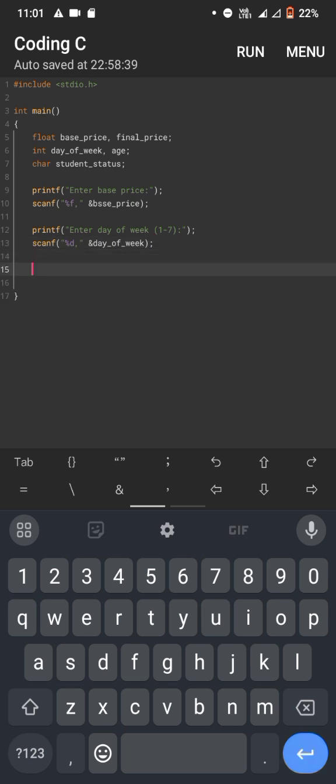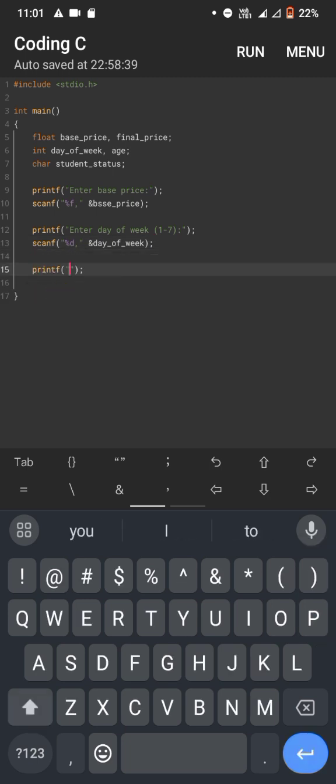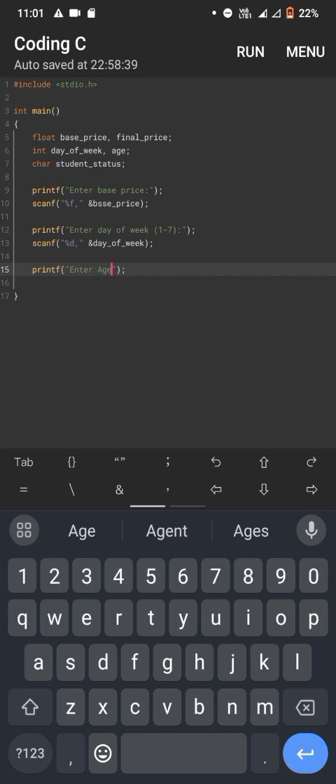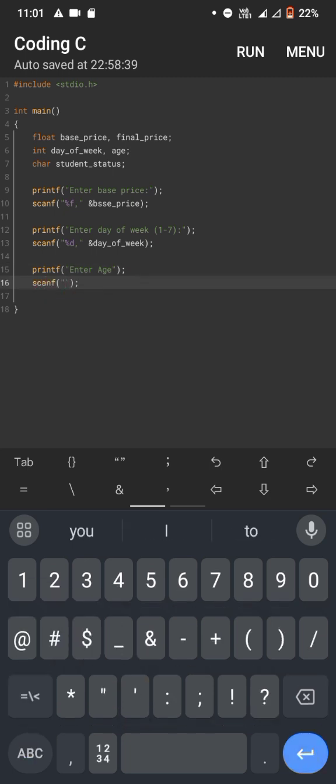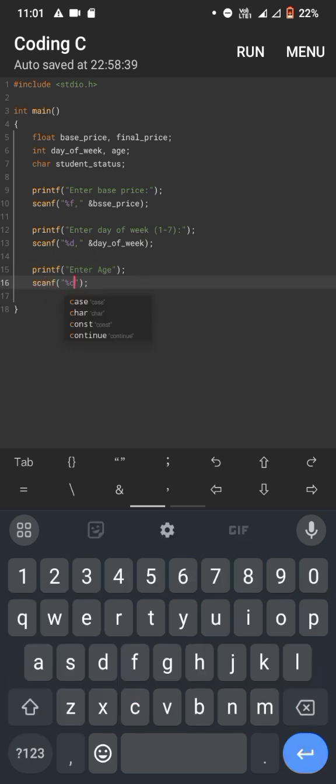So the next one is we need to input the age. Printf enter age, then scanf percent d, comma, and age.